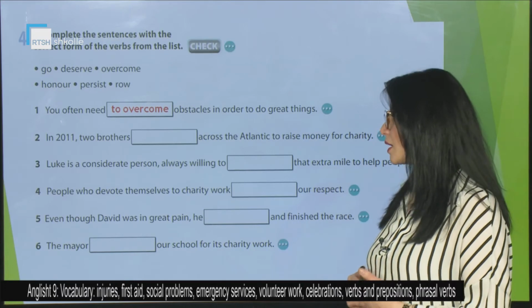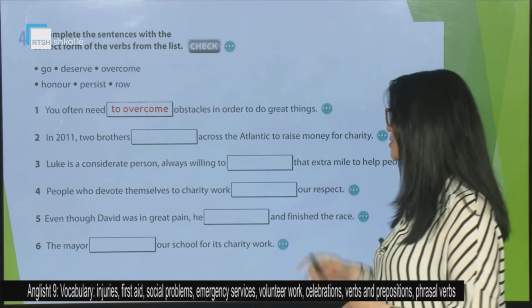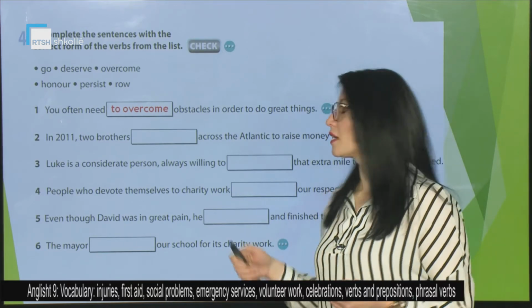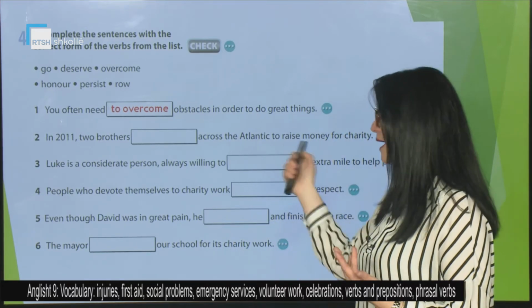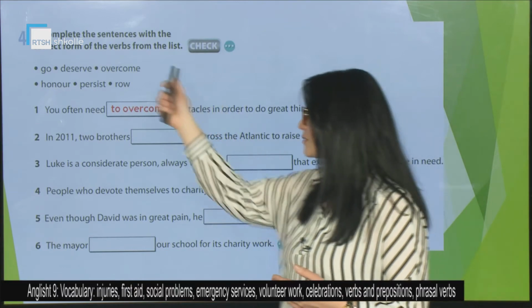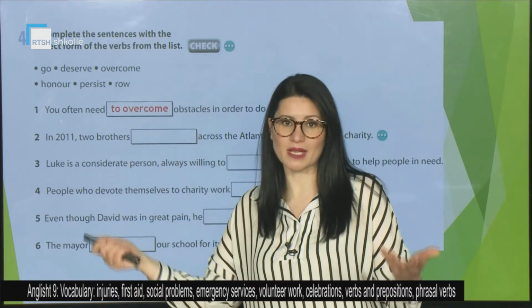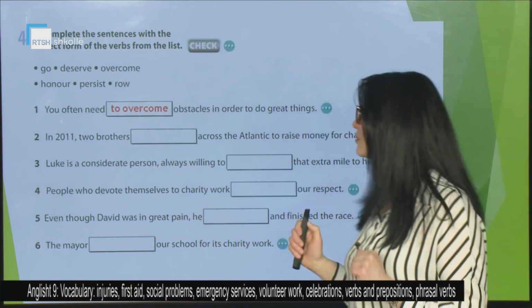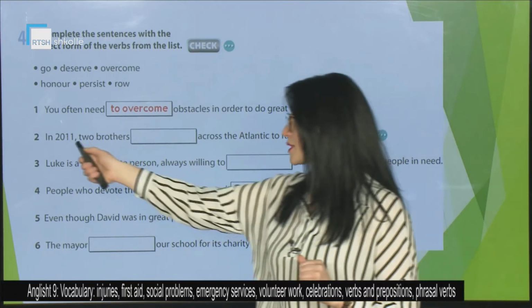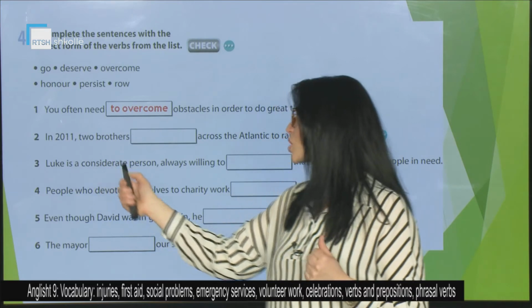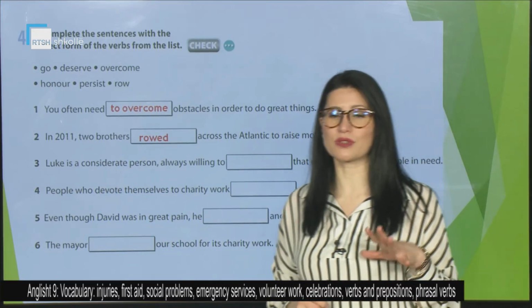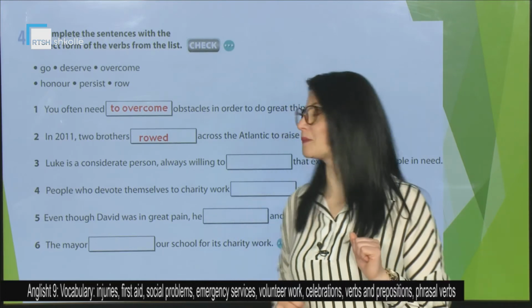Number 2. In 2011, two brothers rowed across the Atlantic to raise money for charity. And the Atlantic is an ocean. So what verb do you think best fits here? It is the verb row. Let's see how to fit it in the sentence. So in 2011, it belongs to the past. So we have in 2011, two brothers rowed. So we use the verb row in the past simple.